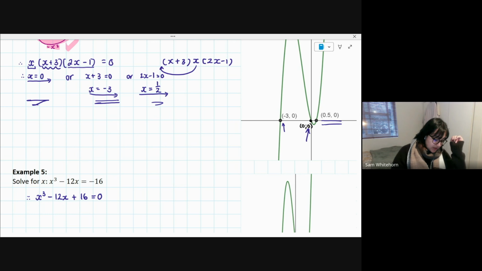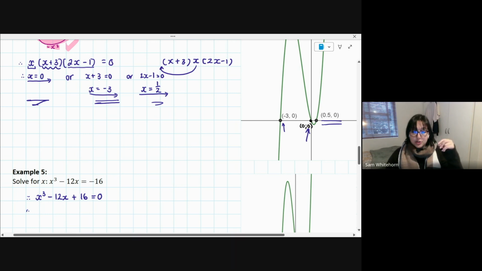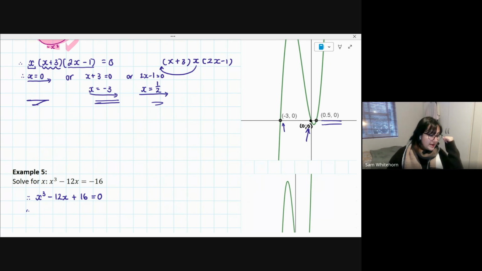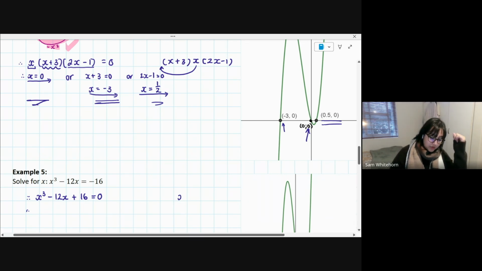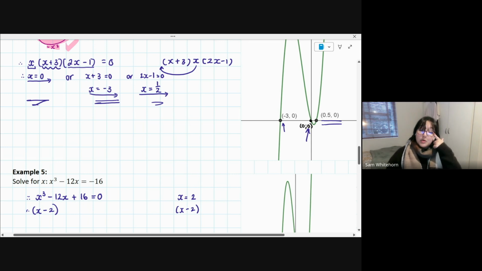So step 1 is we want to find a solution, a root for this expression. So we sub in values for x until we get the expression equal to 0. In this case, one of your solutions will be x is equal to 2. So that means my bracket will be x minus 2. So that's the first one I can write down. Now I go and get my quadratic.